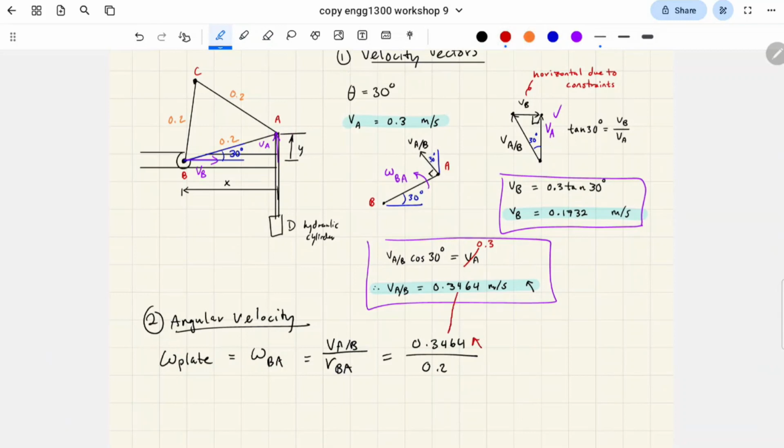So we know that from here, right? We know that the triangle sides are 0.2 meters. That's 1.732 radians per second counterclockwise, right? Counterclockwise because, you know, that's going up. The triangles want to go like that, which is counterclockwise, right? Like the triangle wants to spin counterclockwise, right?